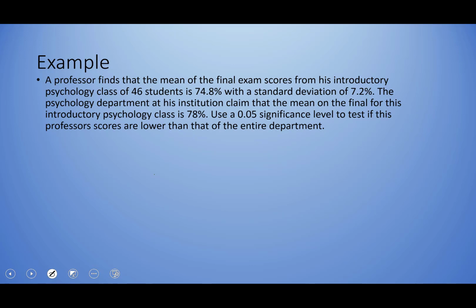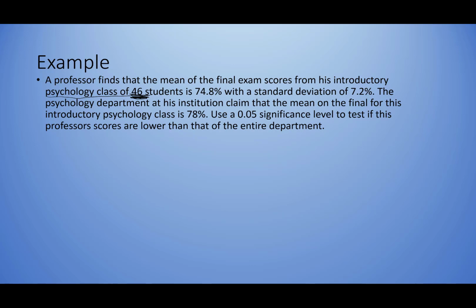So what we want to do first is start by checking our requirements. So the simple random sample, it doesn't really tell us if this is simple random, but we're going to have to make the assumption that the people that are in his psychology class come from a simple random selection, that there were no special requirements to get into his particular class. The second part was that either our population has to be normally distributed or our sample size has to be larger than 30. Well, we have right here that our sample size was 46, so we meet the second part of that requirement, so we are good to go.